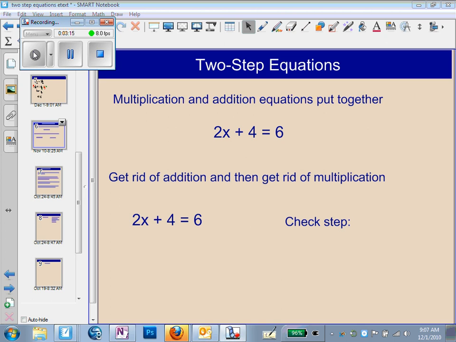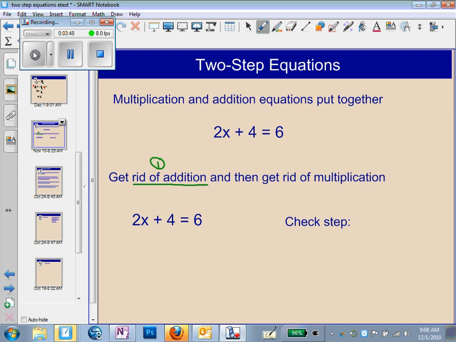So whenever you're solving, you're basically going to be using the same steps we did with one-step equations. You're going to be adding the opposite to get rid of whatever's being added to your variable, and you're going to be multiplying by the reciprocal to get rid of whatever's being multiplied by the variable. And you always get rid of addition first. And that's extremely important. You will get it wrong if you don't do this in the correct order. So you always get rid of addition first. Always.